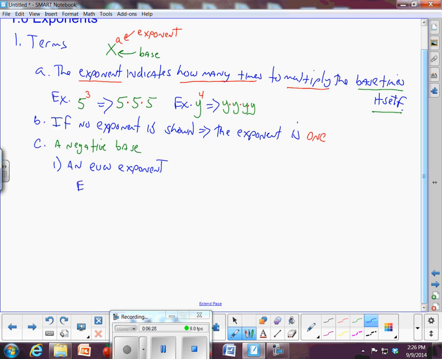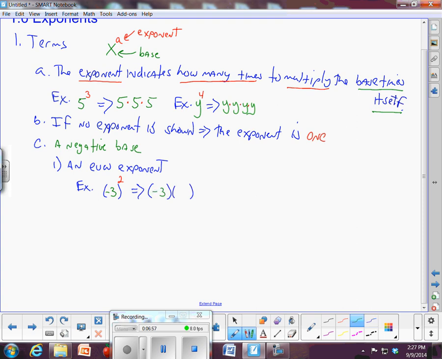So, example. Something like this: when I have a negative base, I'm going to use parentheses. I'm going to put a negative 3 inside that parentheses, and I'm going to put a red 2 as the exponent. So we have negative 3 squared.